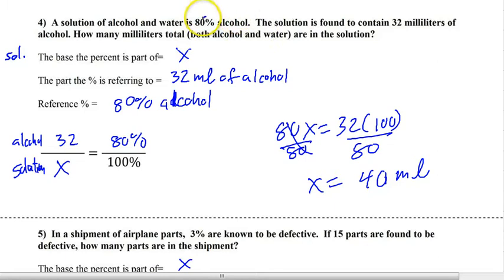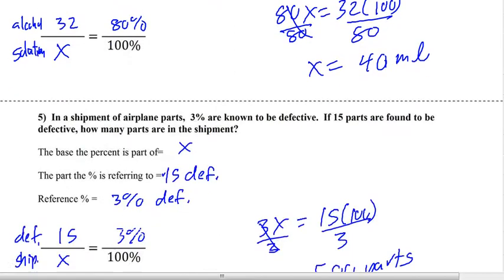So let's go and look. We have 80% alcohol, so we know that our part has to be the amount of alcohol. So 80% alcohol, the part is the amount of alcohol. And those are both given. So that means we're looking for the entire solution, and that's what it's asking for. So we solve for it, and we get 40 milliliters.